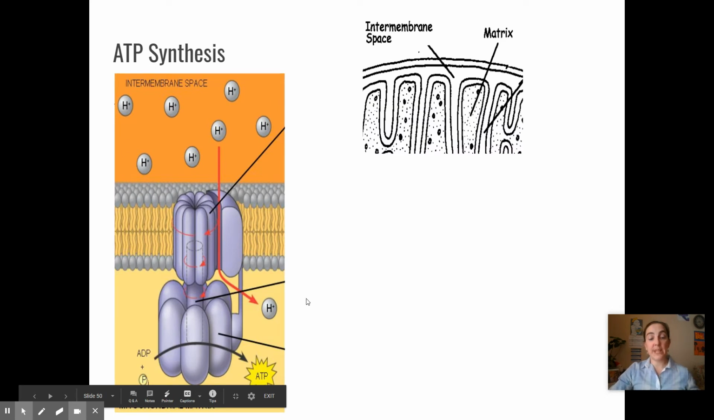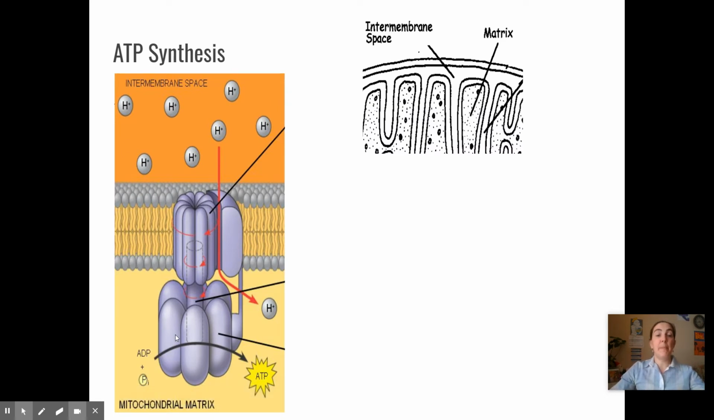That happens with the help of this molecule. This is a complex of proteins called ATP synthase. And as you can see from this diagram, it is located in a membrane. You can see a lipid bilayer right here. But if you notice the labels, this side is the mitochondrial matrix.